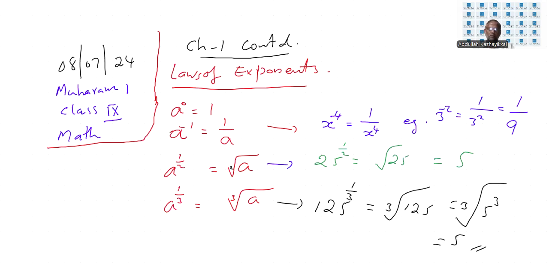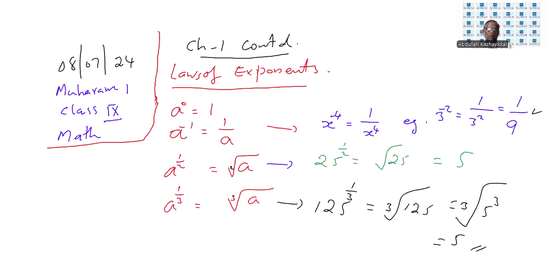For example, a to the power of minus 1. Suppose x to the power of minus 4 is 1 by x to the power of 4. Suppose you want to find 3 to the power of minus 2. That means 1 by 3 square, that is 1 by 9. Yes, correct, that is 1 by 9.